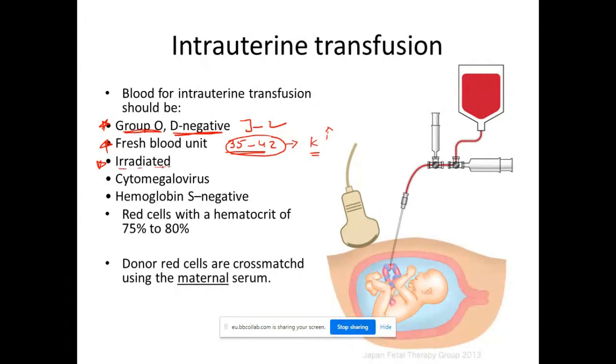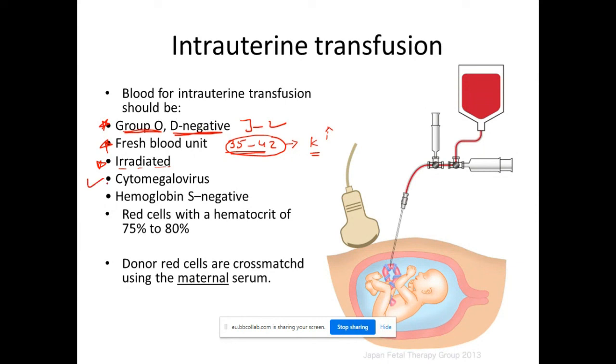Also, we have to irradiate the product, and previously we discussed the irradiated product. In an irradiated product, the product is exposed to certain radiation. This will inactivate any virus or white blood cells present. It will inactivate them because we know that infants, or fetus, sorry, are immune compromised, isn't it? They are too small. Their immune system is not developed yet.